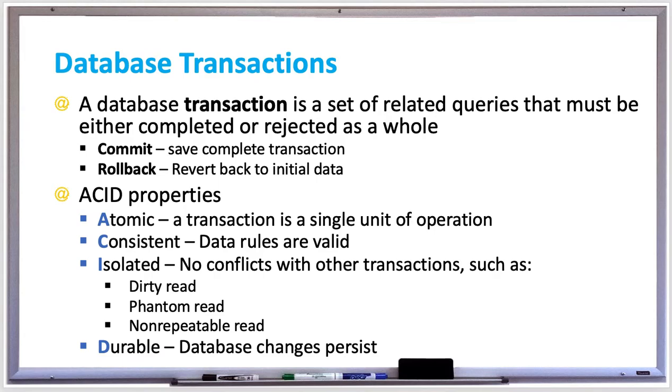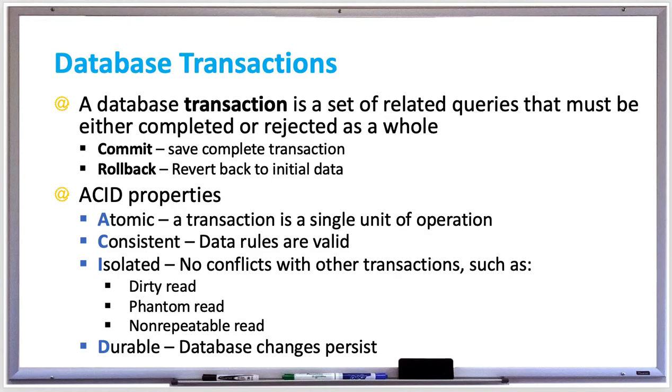All database transactions need to follow the ACID properties, which are used for maintaining the integrity of the database during transaction processing. ACID in the database management system stands for atomic, consistent, isolated, and durable. Atomic means that a transaction is a single unit of operation. You can either execute it entirely or not execute it at all, and there cannot be partial execution.